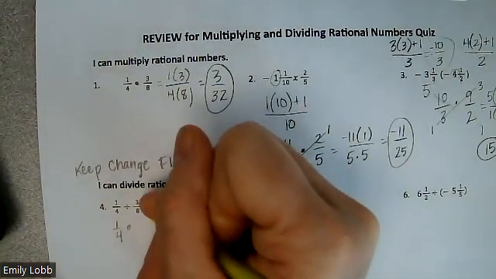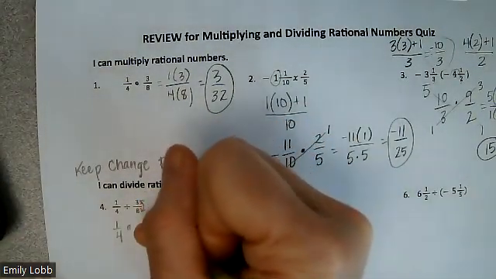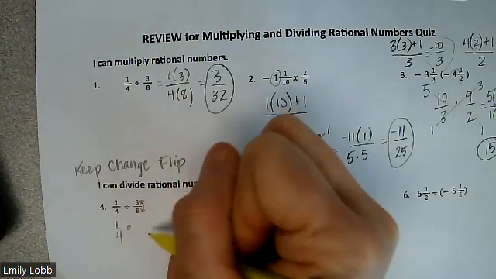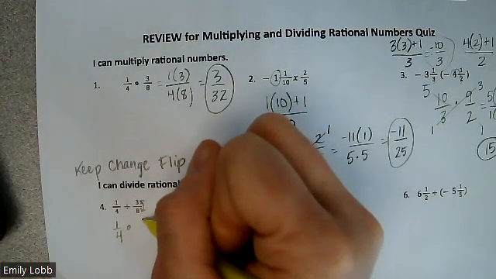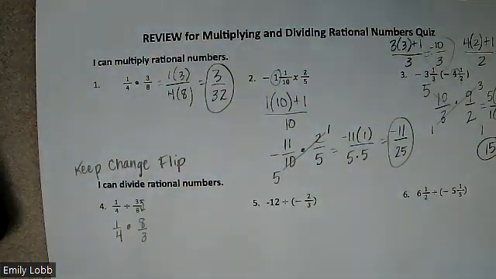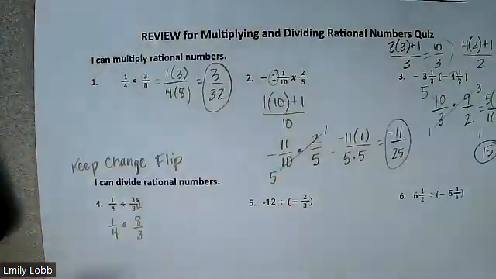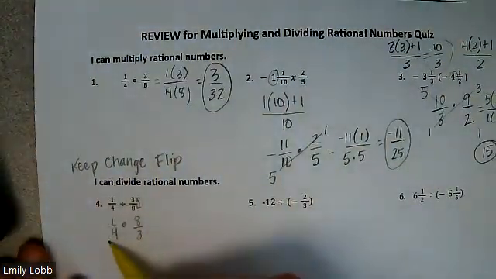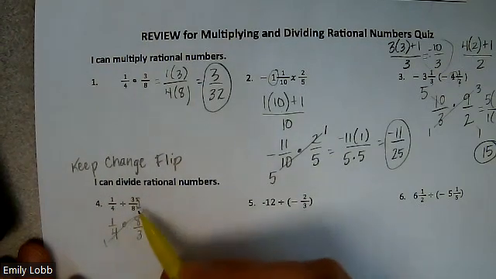And we flip our second fraction. So what was on the top goes to the bottom, what was on the bottom goes to the top. So our 8 goes to the top, our 3 goes to the bottom. The nice thing about this is now we have common factors. 1 and 3, they only have 1 in common, but what about 4 and 8? 4. 4 divided by 4 is 1, 8 divided by 4 is 2.